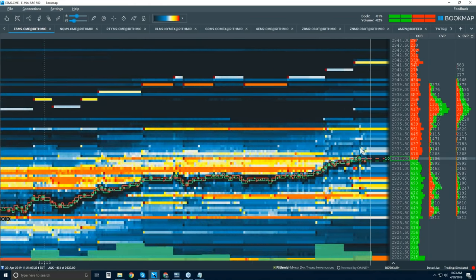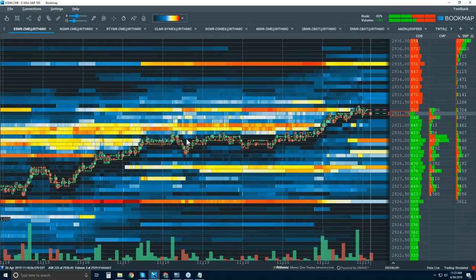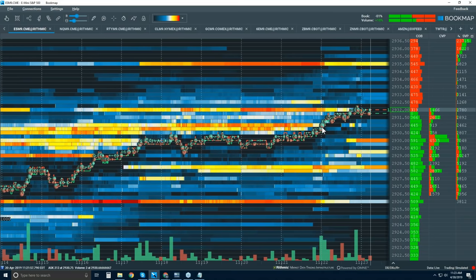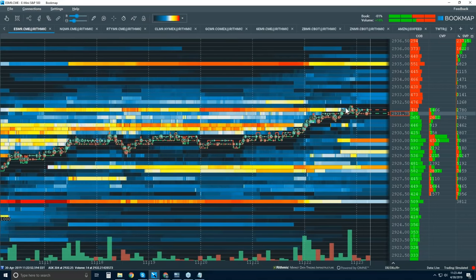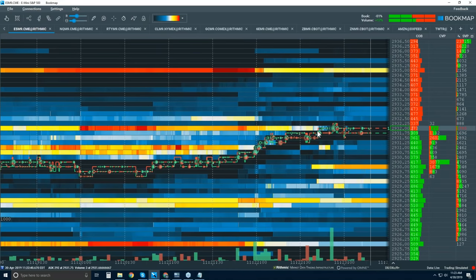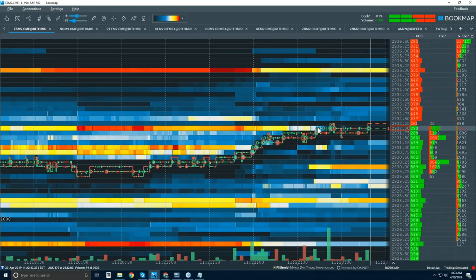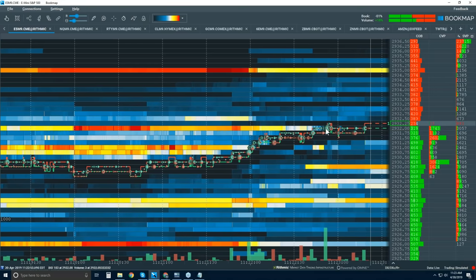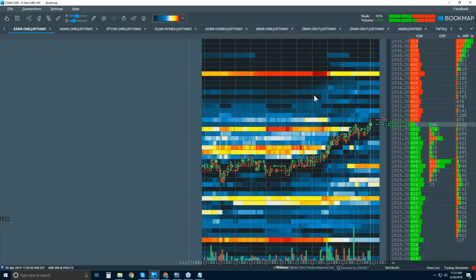That was the anticipated move, just based on what we were reading here. Pretty simple, pretty straightforward read. Let's see what kind of occurs up here. See how they're starting to stay in the book a little bit more here. Okay, so it's starting to get filled partially here.